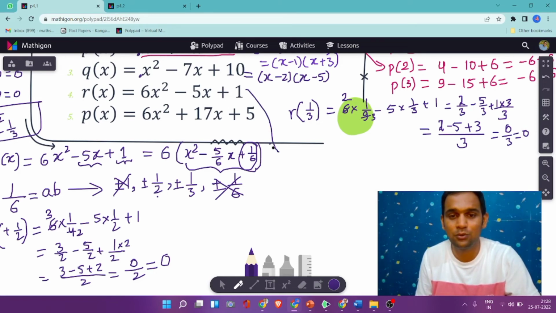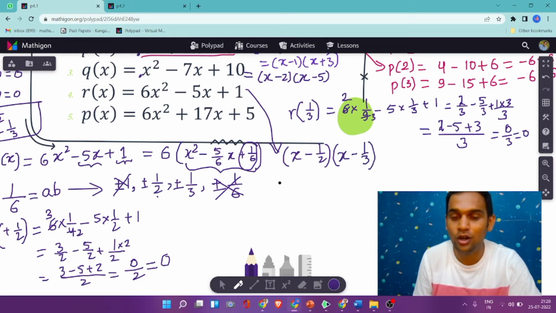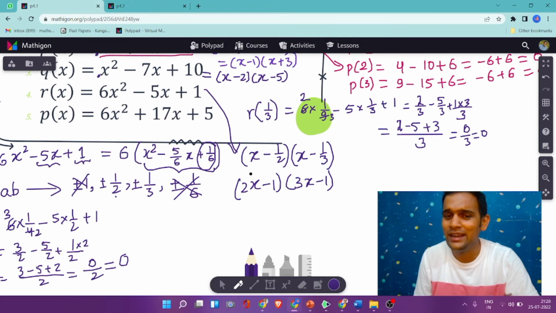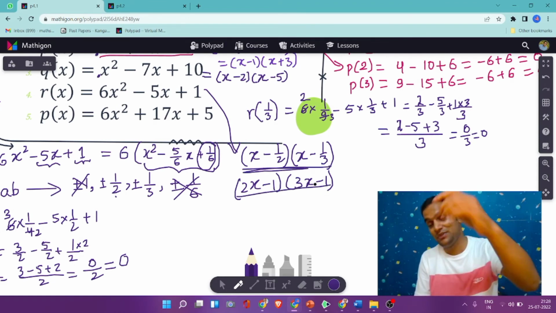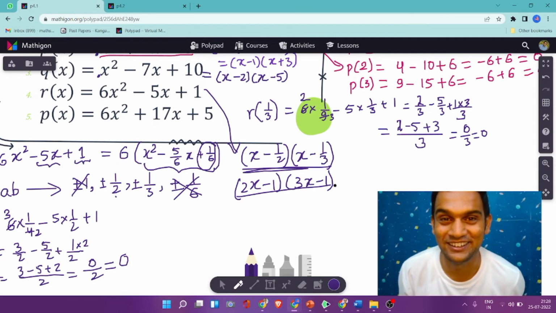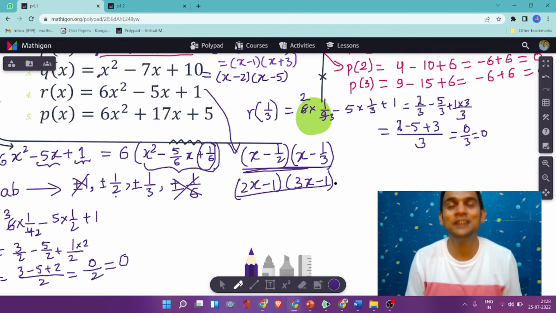So for this particular question, what do we get? x minus 1 by 2 and x minus 1 by 3. They are the two factors. Or they can also be written as 2x minus 1 and 3x minus 1. Now, if you are wondering why we can write these as 2x minus 1 and 3x minus 1, then your question is really beautiful. But what is the answer for that? You must think about that as well.